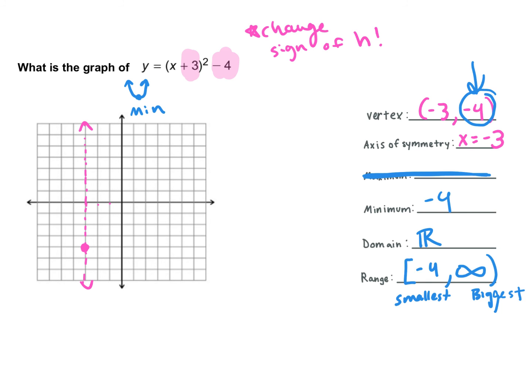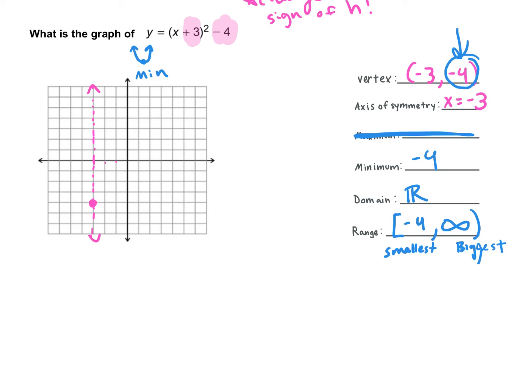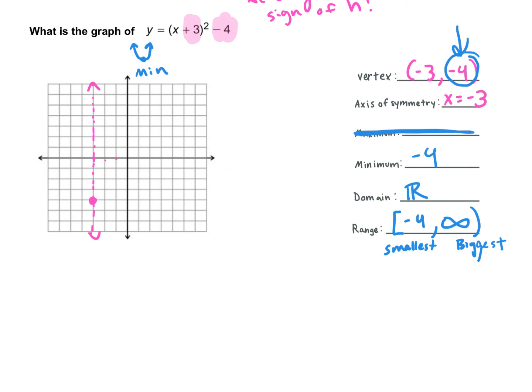Am I done? What else do I need? I need to plug in 2 more points. So what can I plug in here? 0. I could plug in 0. You want to plug in something close to your axis of symmetry, but 0 would be fine here too.